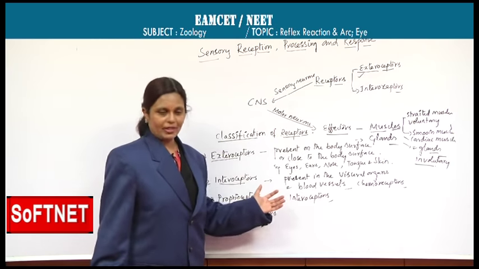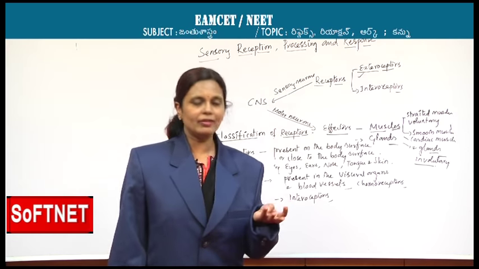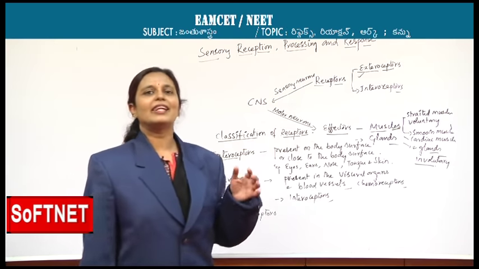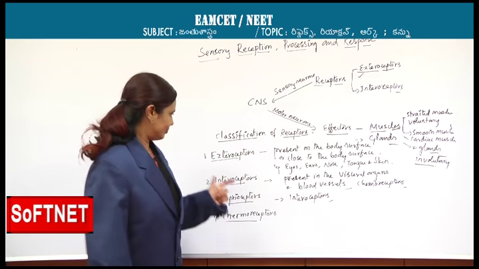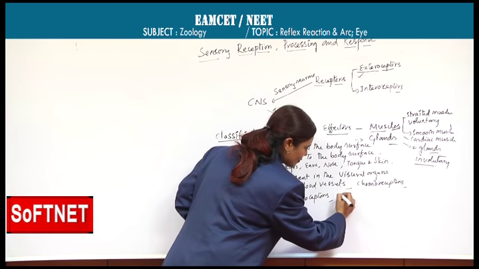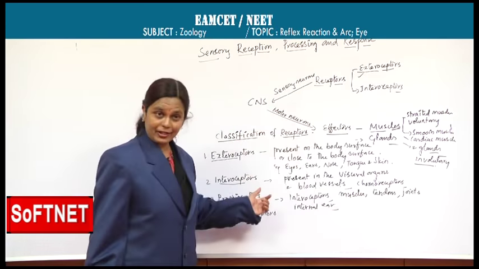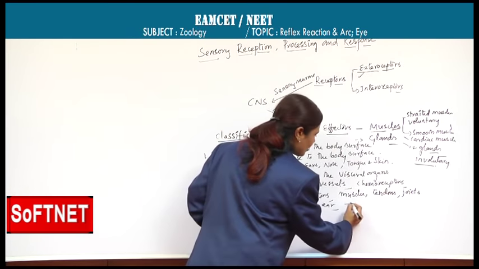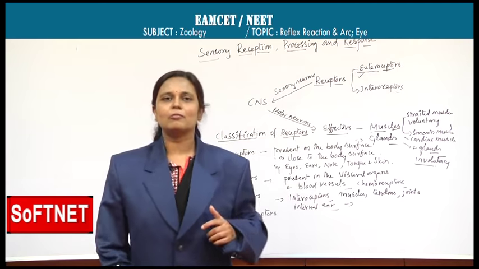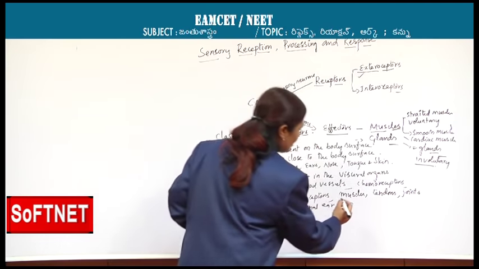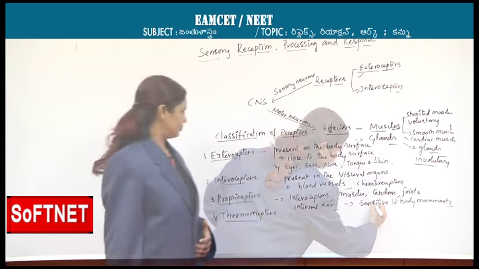Then where are they present and what are they for? These proprioceptors are generally present in the muscles, in the tendons, in the joints as well as in the internal ear. That is the location of proprioceptors. Then what are they for? They are specialized in perceiving body orientation and movement.